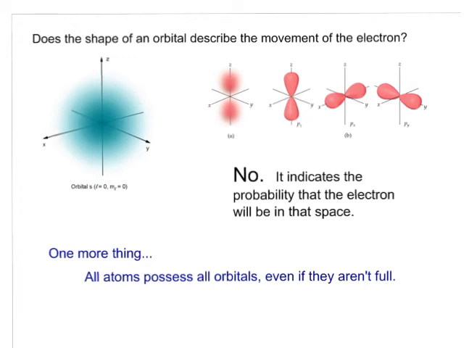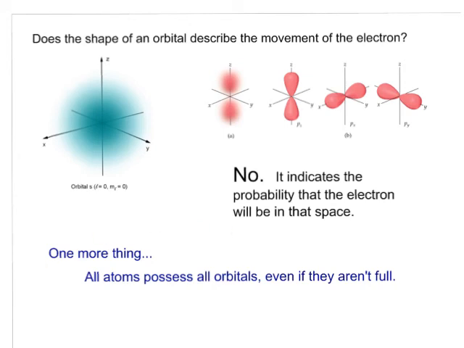Same with these p orbitals. The electron does not orbit like this or move like that or anything. It's really their probability density clouds right here. There are higher chances of an electron being found in those denser locations than somewhere else. So that is what the shape of the orbital means, not that the electron will move a certain way. It simply indicates the probability that the electron will be found in that space.